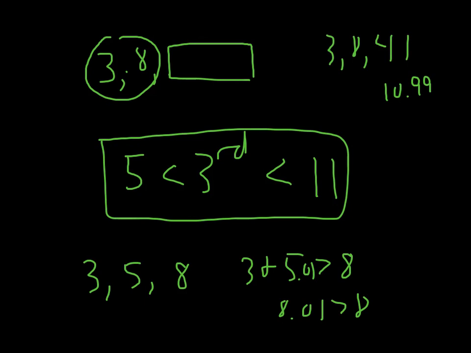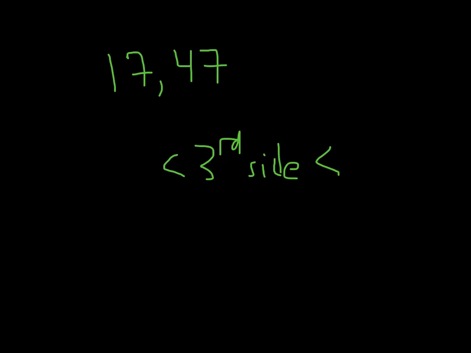Once again, all you have to do, if they give you 17 and 47, the third side has to be in between two numbers. The easy way to do it is write it like this. So it's in between, you add them up. So 47 and 17 is 64, and you subtract them. 47 minus 17 is 30. That third side, therefore, is between 30 and 64.